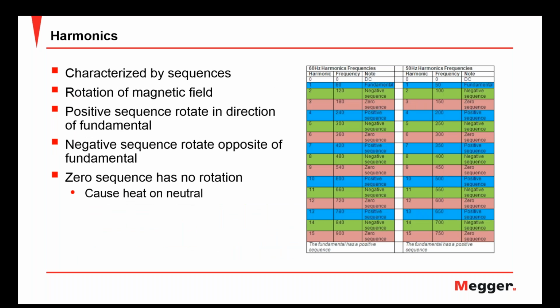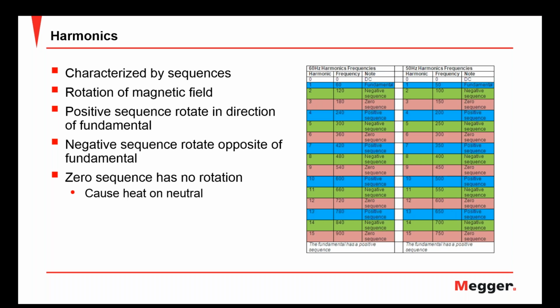Another way to categorize harmonics is by their sequence components. And again, this has to do with that magnetic rotation around the wire. Positive sequence rotates in the same way. The magnetic field rotates in the same rotational manner as the fundamental. Negative sequence is opposite. Zero sequence has no rotation. If we look here, you can see the first order harmonic, which is in blue, is the fundamental, and that's a positive sequence. The second order is a negative sequence. The third is a zero, and you see the pattern just repeats. Fourth is positive, fifth is negative, sixth is zero.